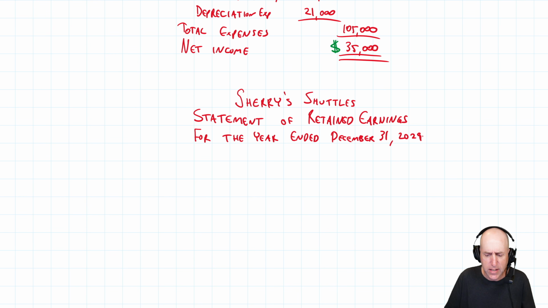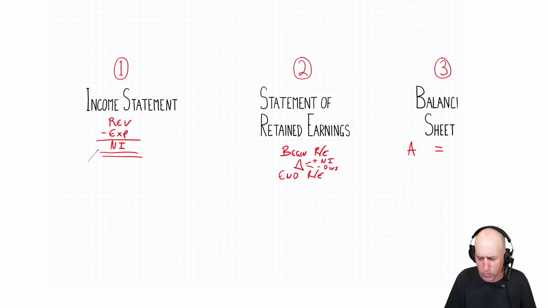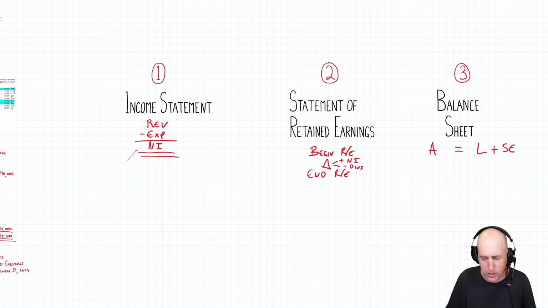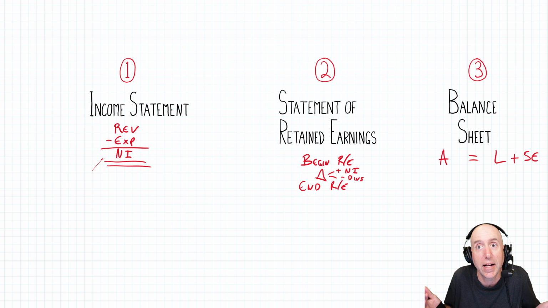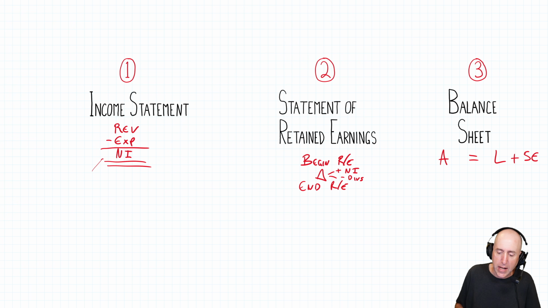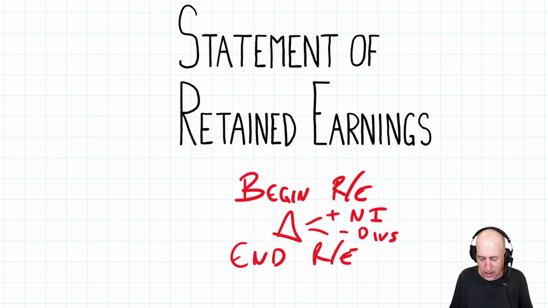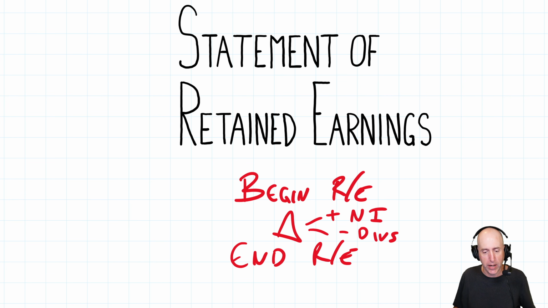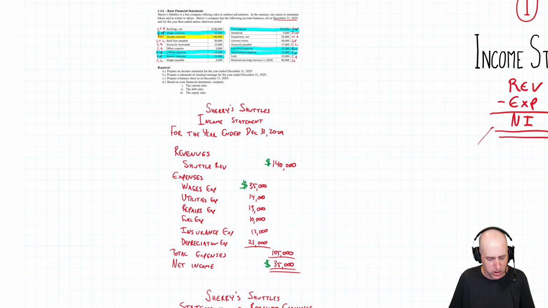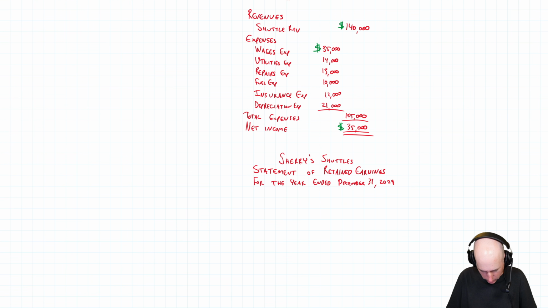Okay, so what is the statement of retained earnings? Well, we said we're going to do 3 financial statements here. We're not doing the statement of cash flows. Income statement summarizes revenues minus expenses equals net income equals the profit. Statement of retained earnings just says, how did retained earnings change? So we start with our beginning retained earnings. We're going to add net income, deduct dividends, and we'll get our ending retained earnings. So this is short and sweet as far as the statements go.